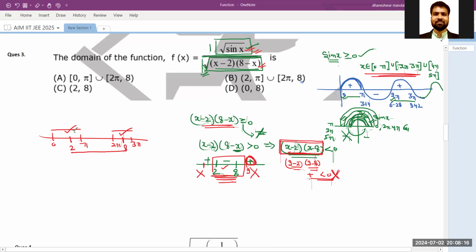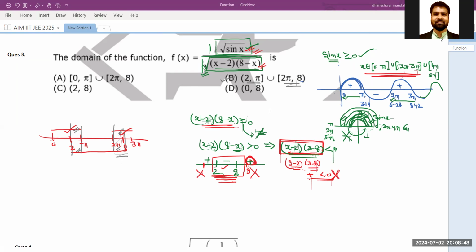See, where the 2 lines are there, the region will be common. So 2 to pi is there and 2 pi to 8 is there. So this is the right condition. Is this clear to everyone? Sir, I think A. No, B is the option.